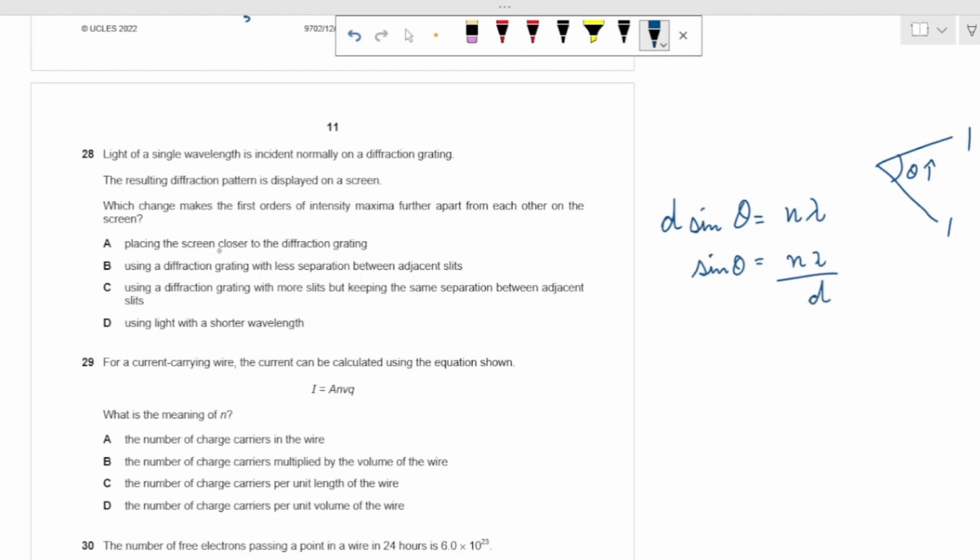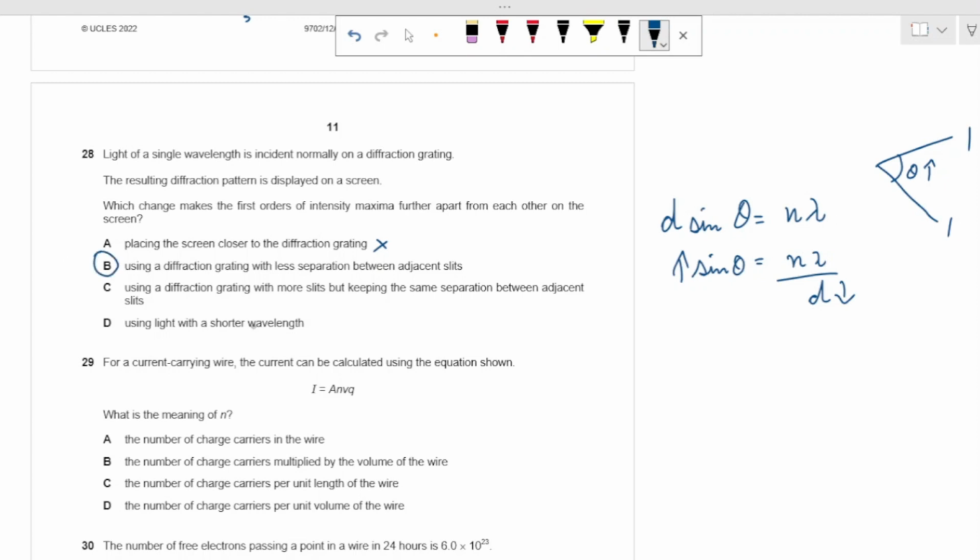Placing the screen closer to the diffraction grating. No, that does not make any difference because there is nothing about the distance to the diffraction grating. Option A is wrong. Option B, using a diffraction grating with less separation between the adjacent slits. Of course, this is correct because d is inversely proportional to sine theta. If d decreases, which is the distance between adjacent slits, sine theta would increase, which is basically the angle. Angle increases, so obviously option B is correct.